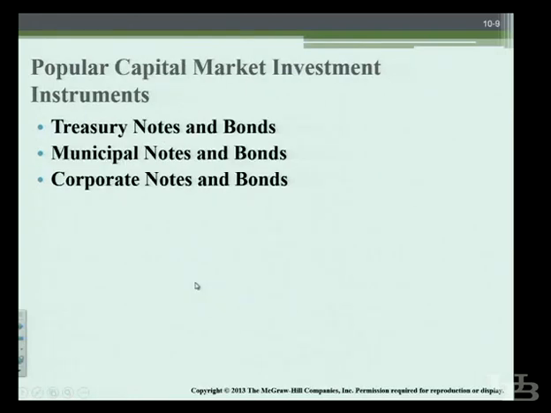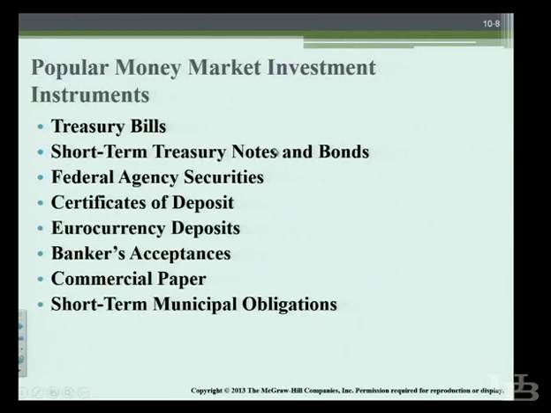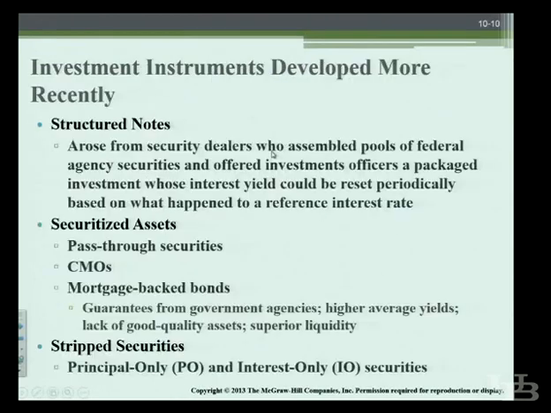Long-term securities, more than 1 year term, maturing over 1 year, are capital market, and they are typically treasuries, local government bonds, which we call municipal notes and bonds, and corporate notes and bonds. Please note that banks cannot invest in corporate notes and bonds. However, investment banks, insurance companies, hedge funds, and pension funds can. Banks can invest only in treasuries and municipals. Please review the textbook to get an understanding of what these are.